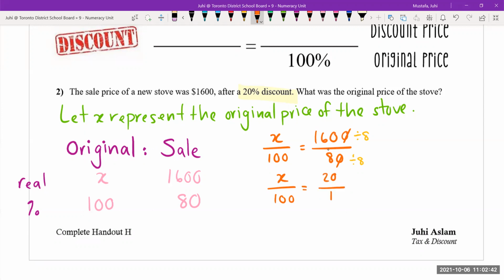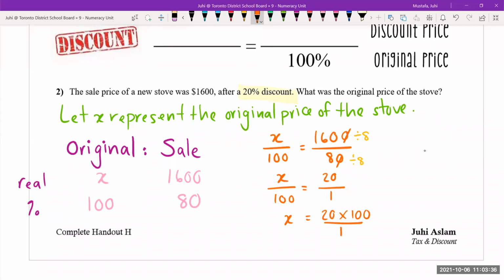In which case you would have to use proportions. Well, the reducing is just to make your lives easier. Yep, I'm just going to multiply 20 times 100 divided by 1. And so X is going to be equal to 2,000.